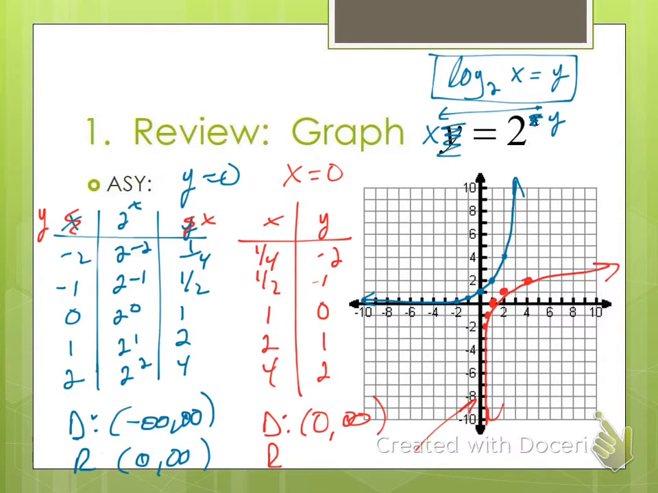The range. It does go down to negative infinity in the y direction. And the graph will eventually get to positive infinity in the y direction. It's just going to take a little while.